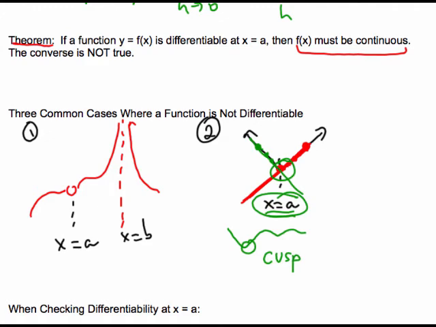Those sharp points are often called cusps, and they are points where the function is not differentiable because the slopes coming from either side are not approaching a common slope at the point that we want the tangent to be at. Third situation is one of the vertical tangent.